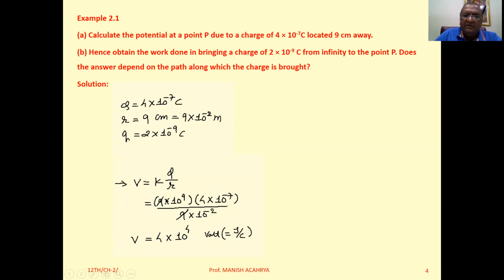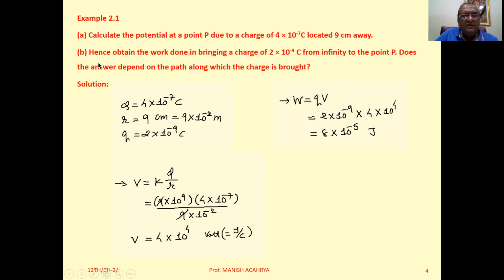Okay. Now see, first the potential of a point charge. That is kq upon r. K is 9 into 10 raised to 9. Q is 4 into 10 raised to minus 7 upon r, which is 9 into 10 raised to minus 2. So V is equal to 4 into 10 raised to 4. Its unit is joule per coulomb, and it is known as volt. Okay.